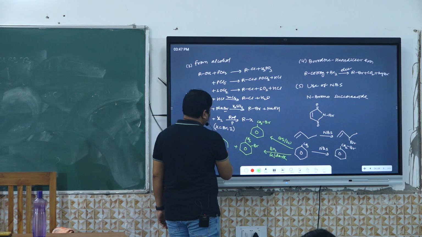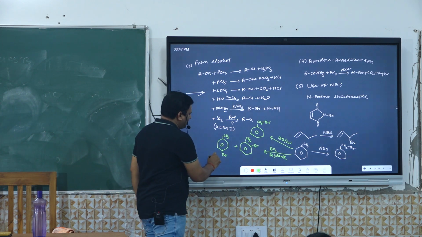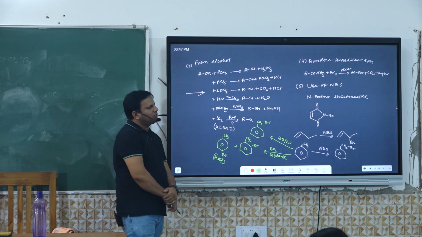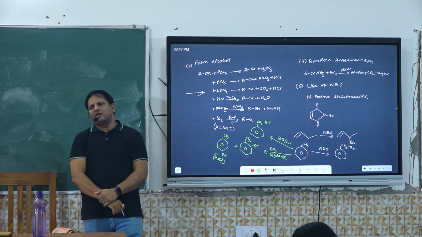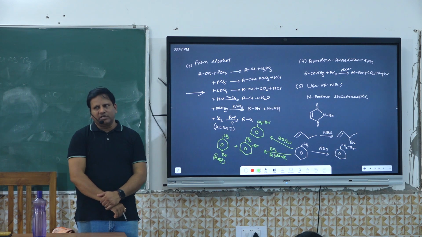So the product will be at the ortho position and at the para position. And which is the major product? Para is the major product. Why? Because at the ortho position more steric crowding is present.